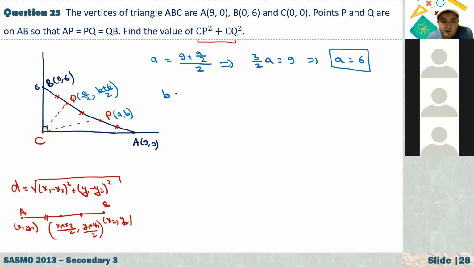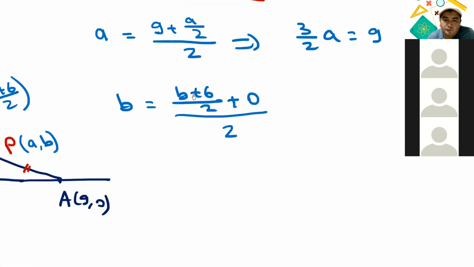Using the same thing, how about b? b is also a midpoint, right? It is (b plus 6) over 2 plus 0 over 2. Actually, I need to write. Oops.